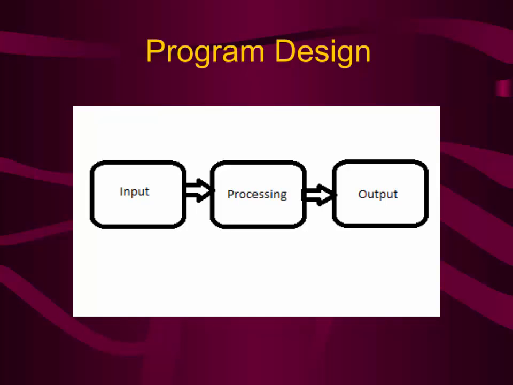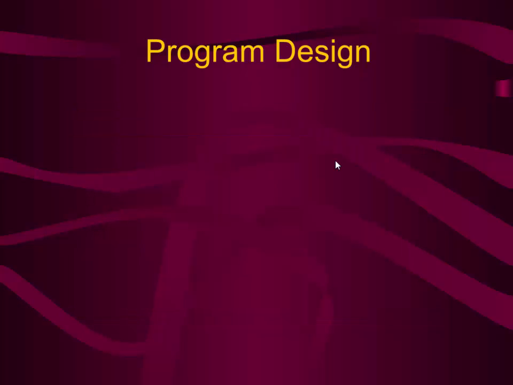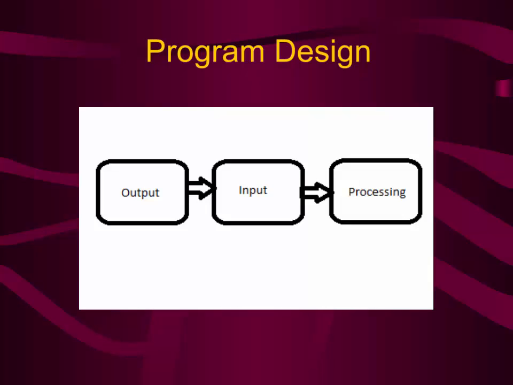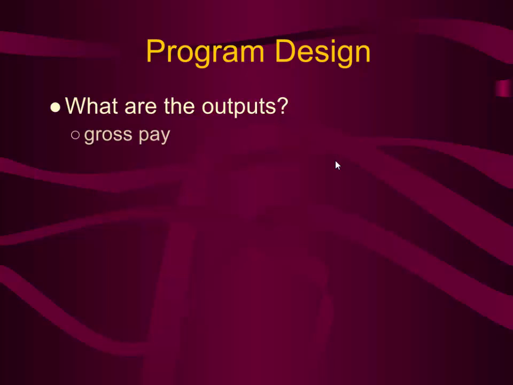When you're actually a computer programmer, what you need to think about first is the output. Then you have to go, what input do I need to create the output? And then lastly, how do I transform the input into the output? So the phases are a little bit different when you're programming. So let's look at that here. What are the outputs? Well, the gross pay and the net pay.